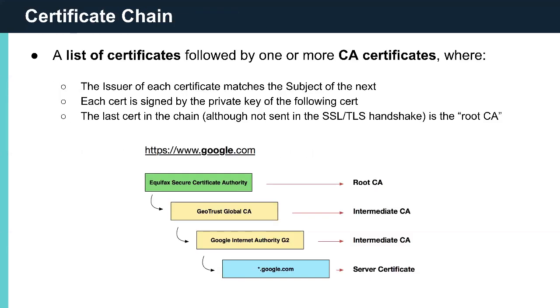So this is an example certificate chain at the bottom of google.com. So we can see Equifax Secure Certificate Authority, the root CA, which signed the GeoTrust Global CA, which signed the Google Internet Authority G2, which finally signed Google's leaf certificate for *.google.com.